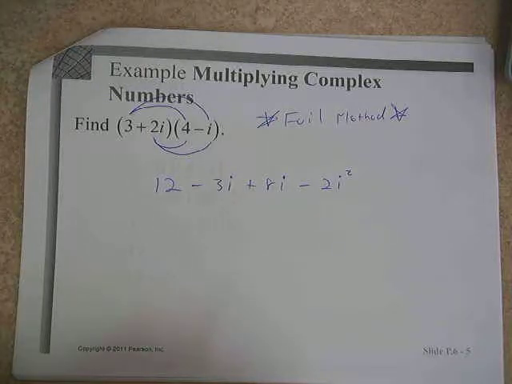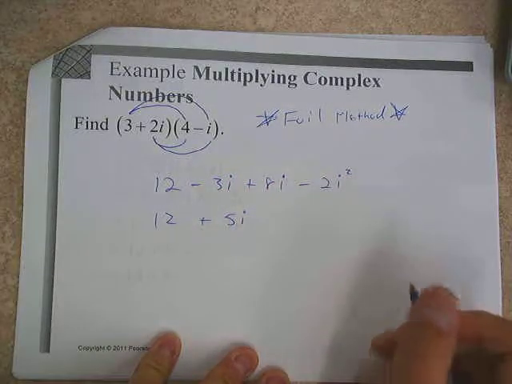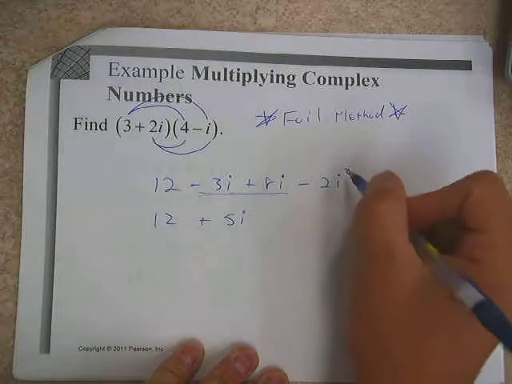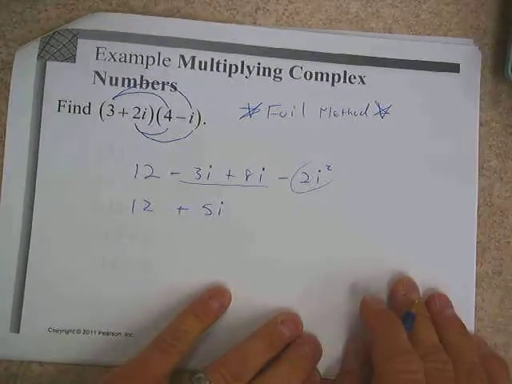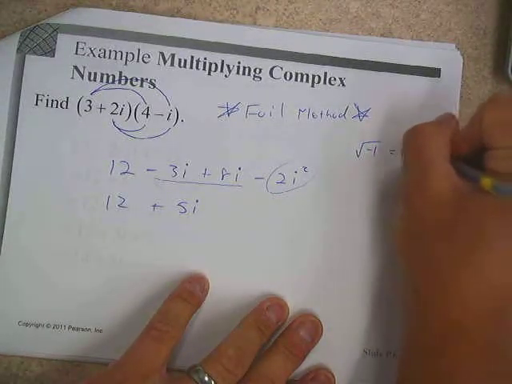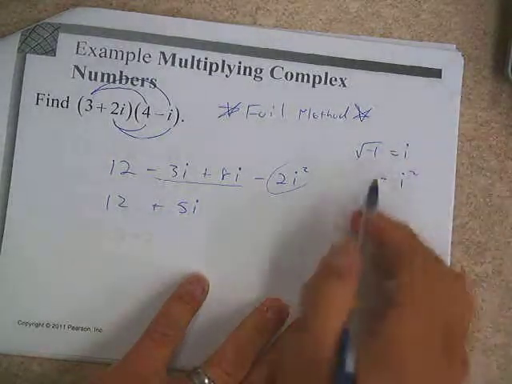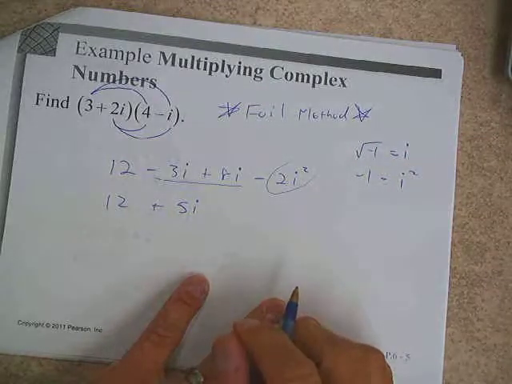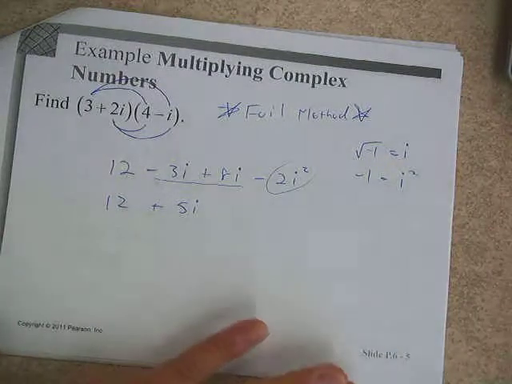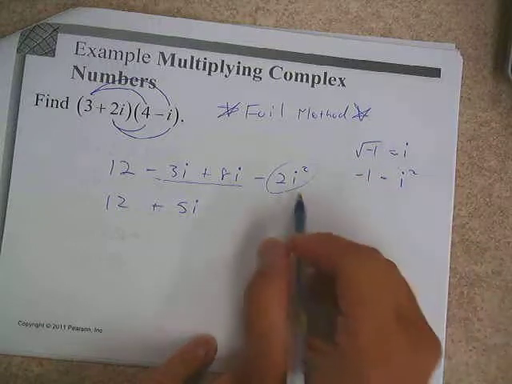All right, so that would be the FOIL part of that, and then the rest of it is just simplifying. I'm going to combine these two like terms. And then the other question is, how about this right here, 2i squared? Remember earlier we defined the square root of negative 1 to be our i, true? So what would i squared be then? If I squared both sides of that equation, I'd get negative 1. So i squared would be equal to negative 1.